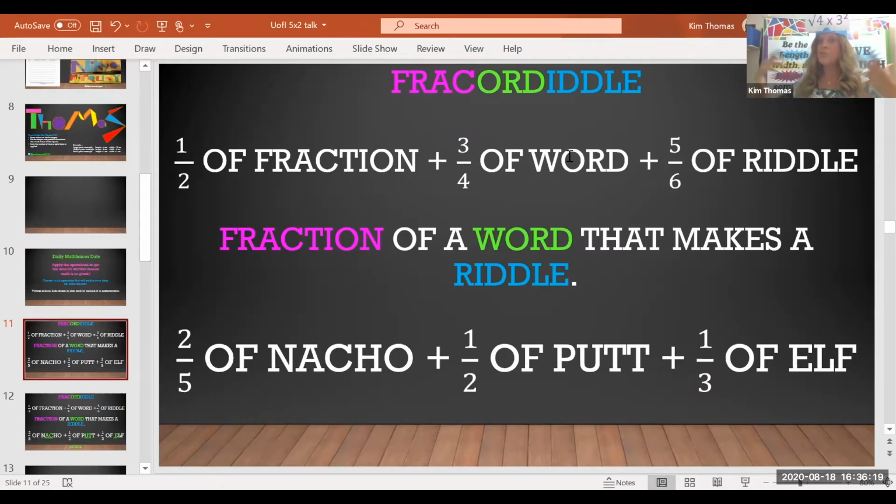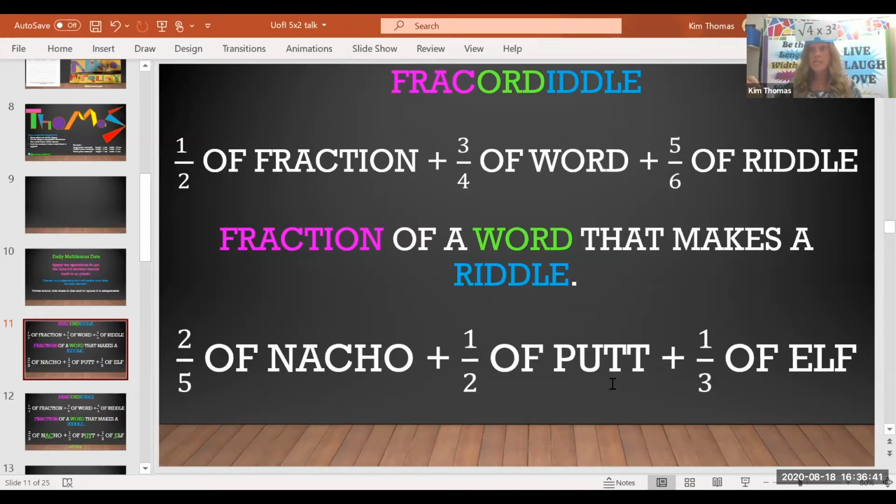This is how I introduce some vocabulary to them. For this one, 2/5 of NACHO, half of PUT, and 1/3 of ELF. I never use the math terms here, but it equals a math term. I have a whole page of these in my book, and I felt like I could have written a whole book on these on my webpage, but they just love these.